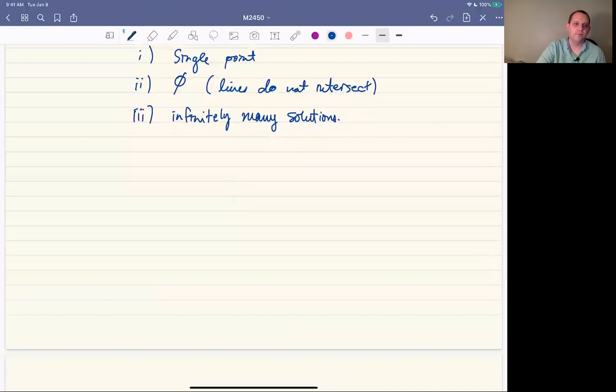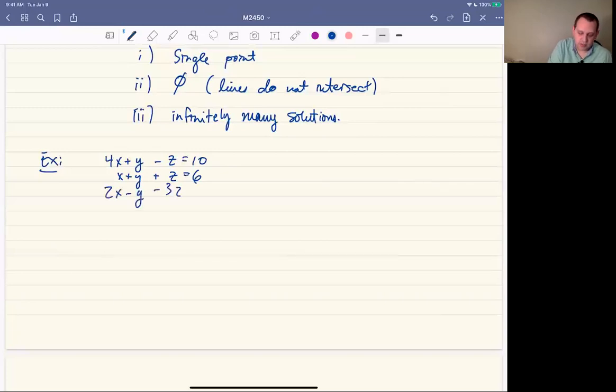Let's do one more like this, or at least one more. So the next one that we're going to do is going to be 3 variables and 3 equations. So I want to look at the system. I want to solve 4x plus y minus z equals 10, x plus y plus z equals 6, and 2x minus y minus 3z equals -2. And what I want to do is start to formally think about what are the operations that we're allowed to perform here. And it turns out that there's 3 elementary operations.